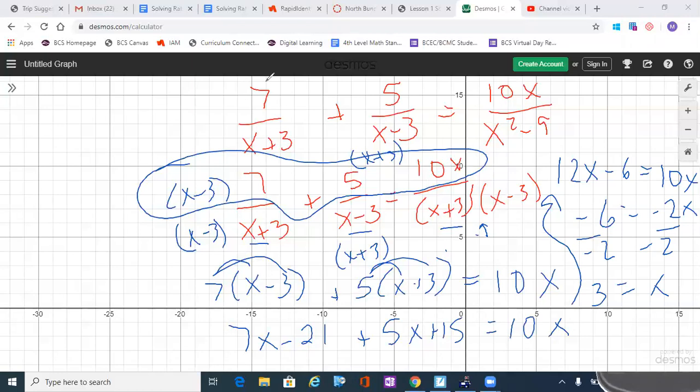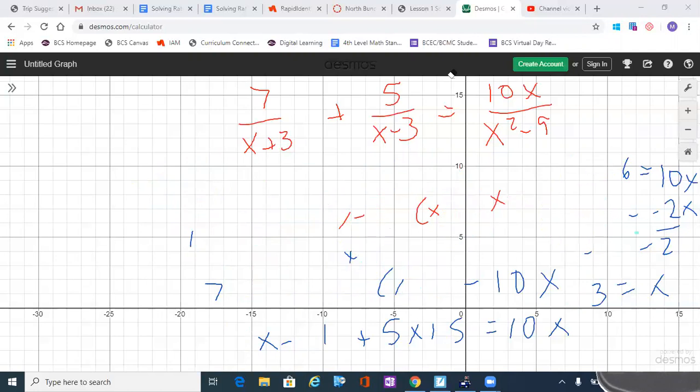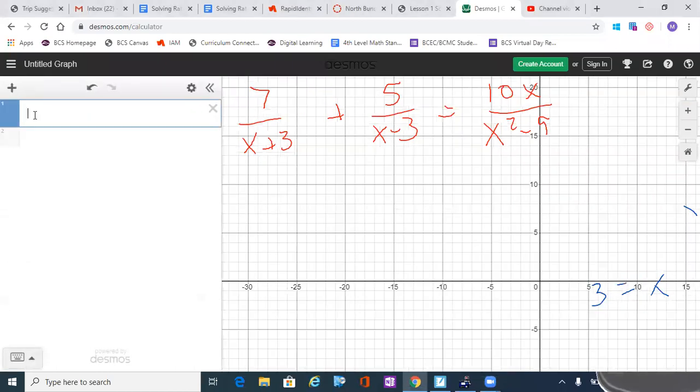I'm going to erase the work, and I want to go and check that in the graph that I got. So x equals 3. And let me go ahead and erase this real quick so we don't have too much mess. We already know what the answer is. So give me a second. Okay, and let's go ahead and type this in. This is the weirdest type of problem.